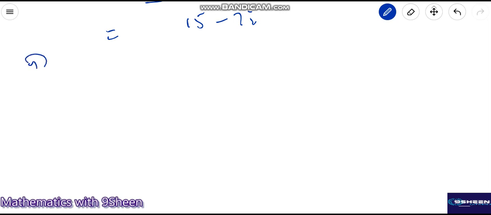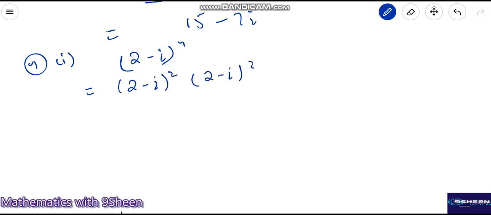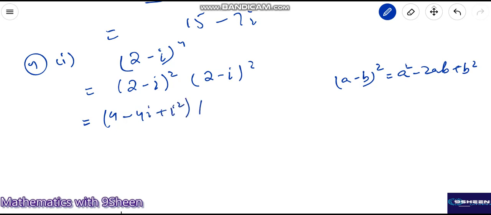Number 4, first part: (2 minus iota) power 4. Can we break it as (2 minus iota) square times (2 minus iota) square? Okay, use the formula (a minus b) whole square, what is this? a square minus 2ab plus b square. Now apply this: a square 2 to the power 2, minus 2ab 2 times 2 iota, plus b square iota square. Similarly, same to same, 4 minus 4 iota plus iota square, right?